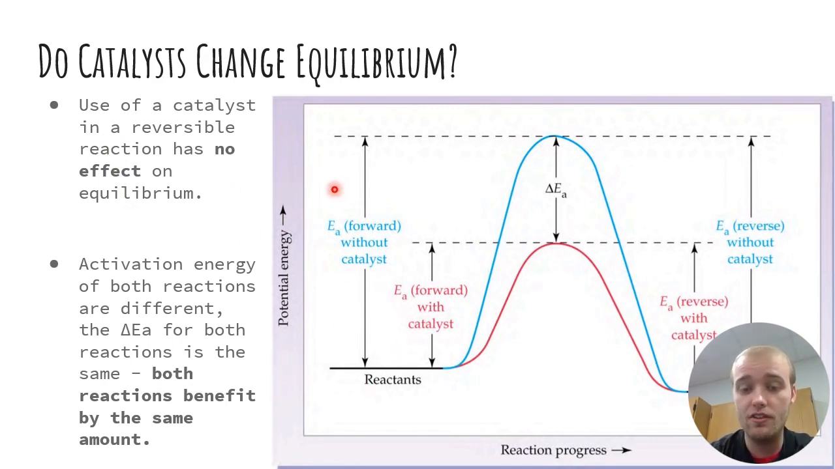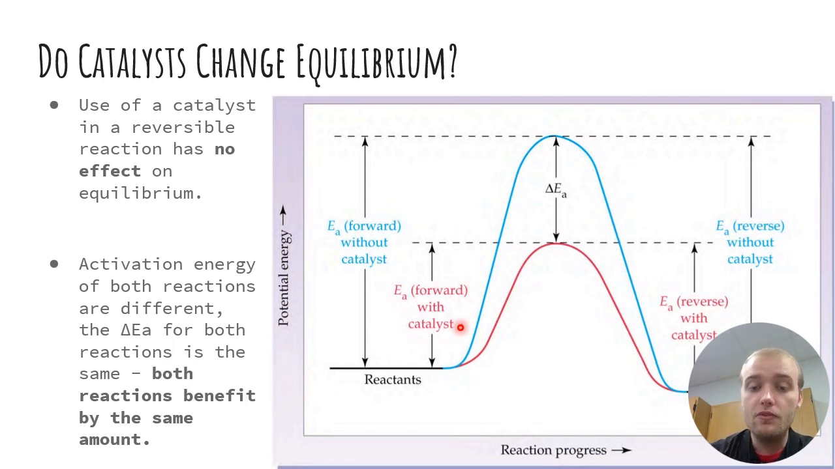If I have another reaction progress diagram, a reaction profile diagram here, what you can see is I have the reactants right here, and I know my face is kind of blocking it, but the products are over here. We have an uncatalyzed reaction, so no catalyst in the reaction. That's the blue line right here. It's still an exothermic reaction because the products are lower than the reactants, but this is how much energy it would take to get over for the forward reaction, and this is how much it would take for the reverse reaction.